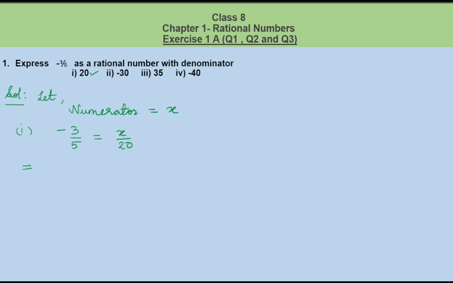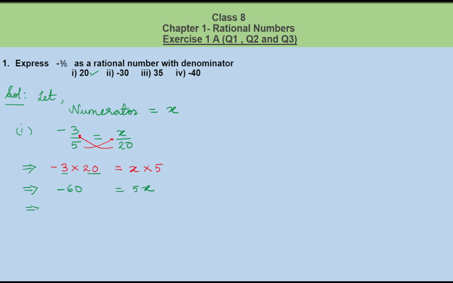Now we need to do some cross multiplication here. So this 20 gets multiplied with minus 3 and this 5 gets multiplied with x. So minus 3 multiplies with 20 and 5 multiplies with x. Now on multiplication, what do you get? 3 into 20 gives you 60, the minus sign stays, and here x into 5 is 5x.